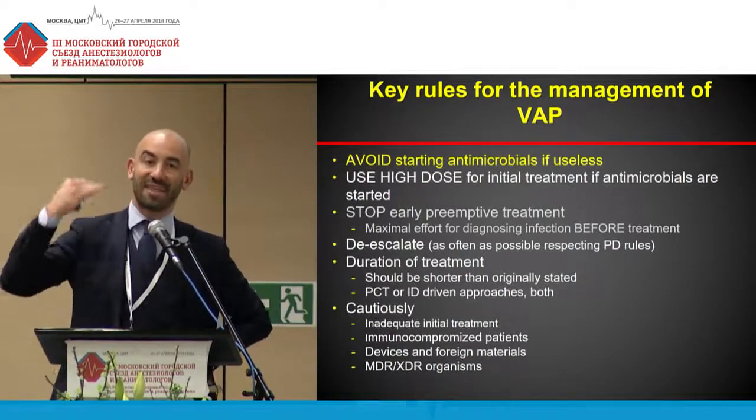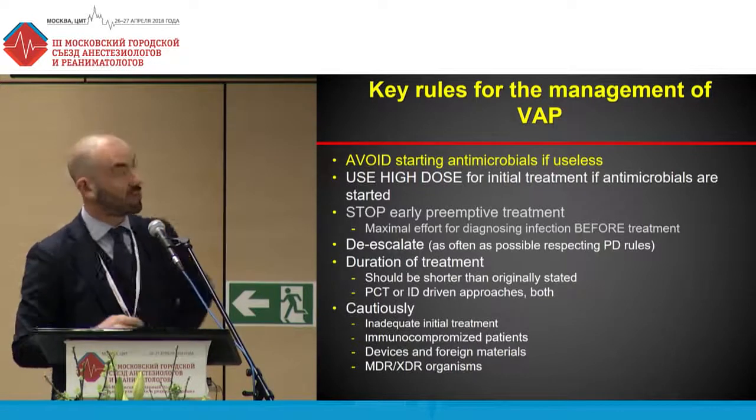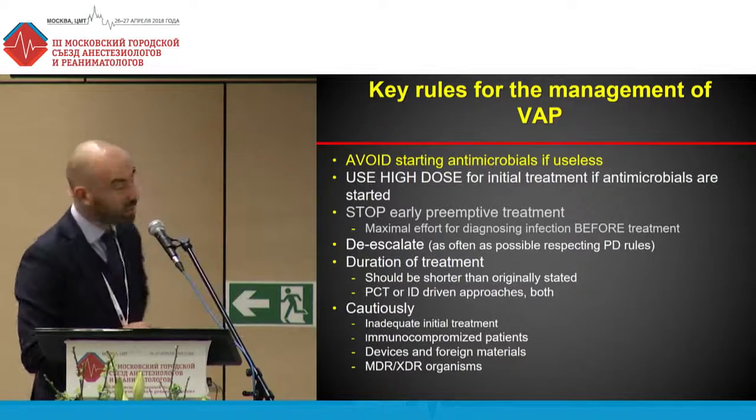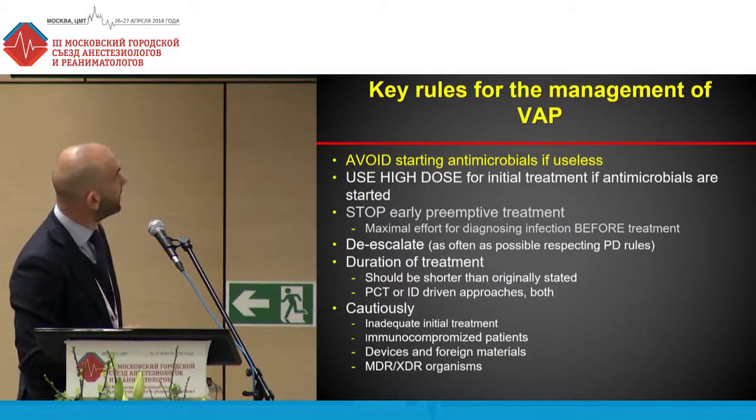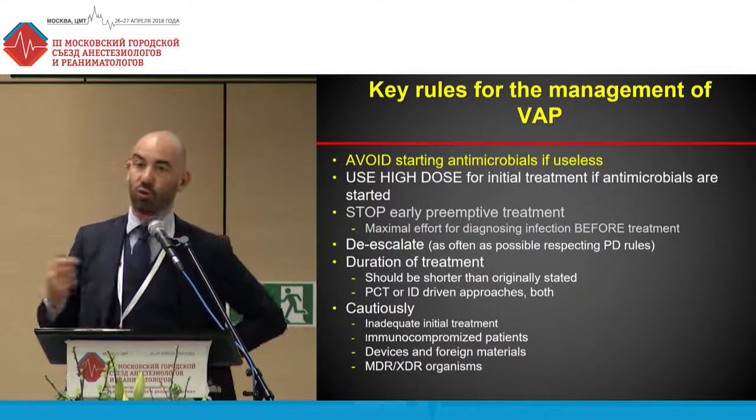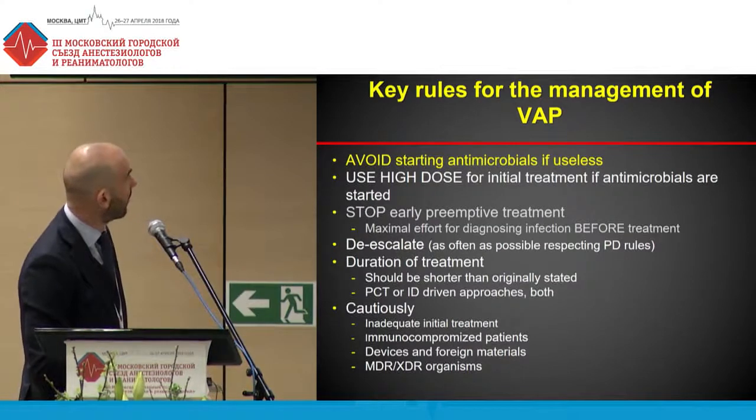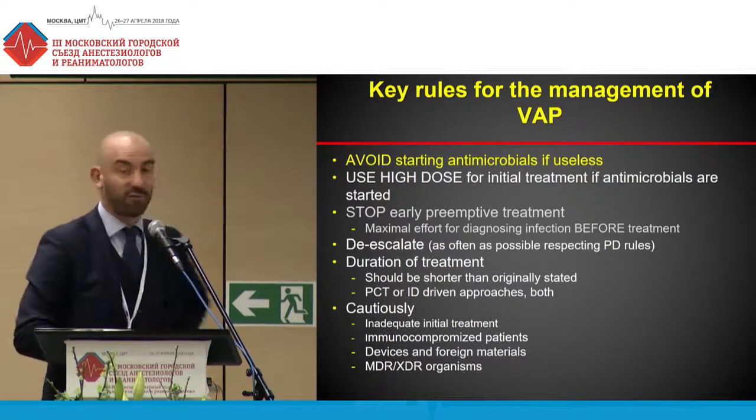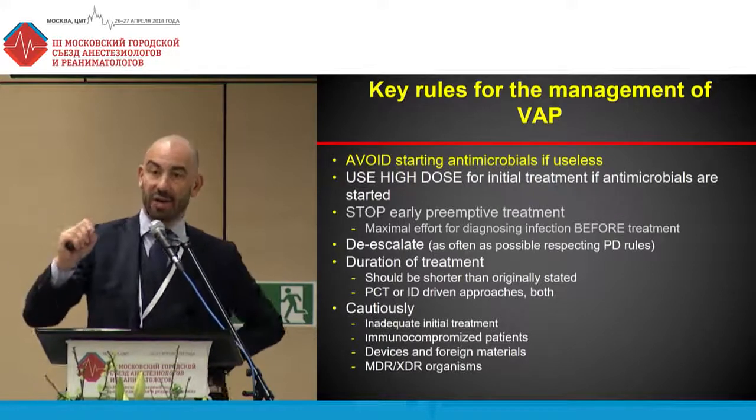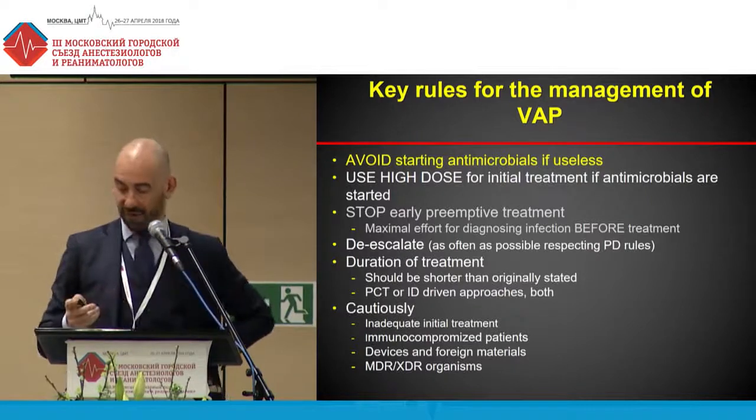So try to send samples to the lab in order to have more data. De-escalate as often as possible, respecting PD rules. Duration of treatment should be shorter than originally stated, and a PCT or ID-driven approach, both are good. The PCT, procalcitonin, in order to de-escalate. Be cautious with inadequate initial treatment, immunocompromised patients, devices and foreign material, and be careful when you have MDR, XDR organisms, particularly CRE and Pseudomonas, they probably need a different approach.